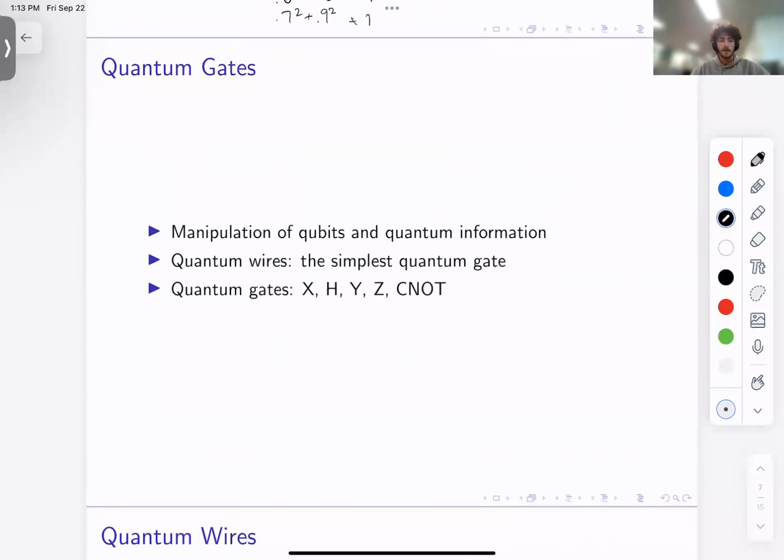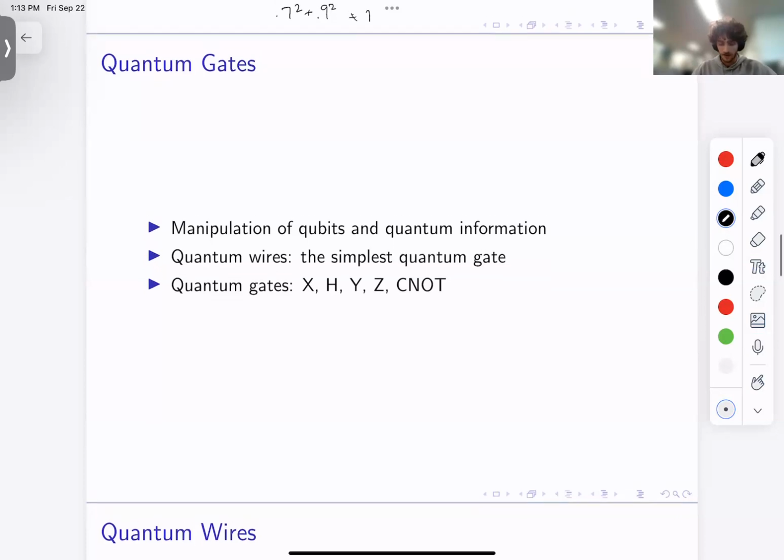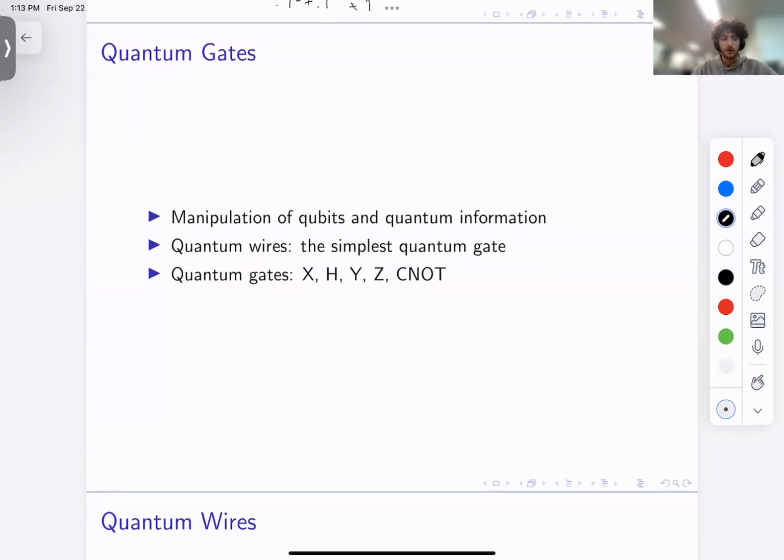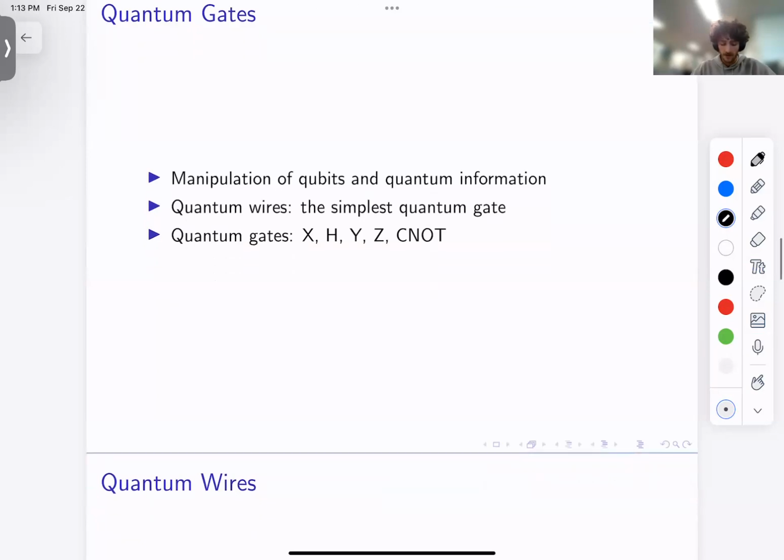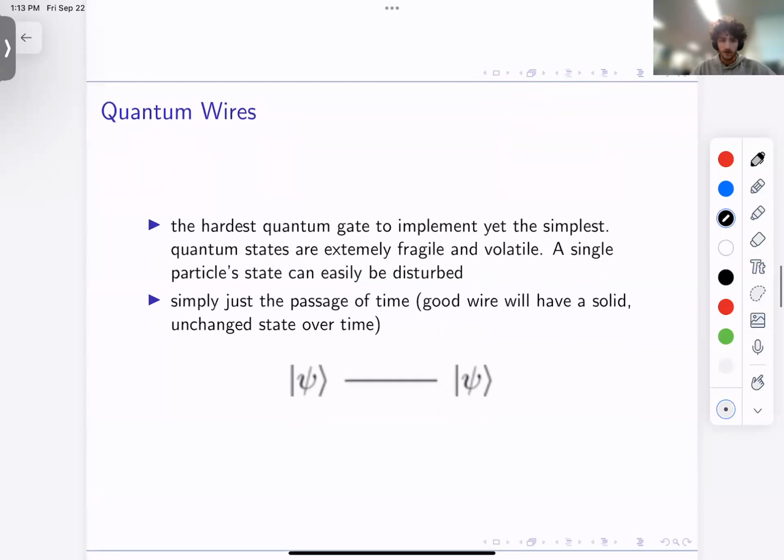And so quantum gates, we use quantum gates to manipulate qubits and the information that they can give us. The simplest quantum gate that we can use is quantum wires. And I'll talk about that first, and then I'll talk about some actual gates. And those are some of the names. So the simplest quantum gate is a quantum wire. And a wire is pretty much keeping the state of whatever physical system you're using. So it could be an atom, anything.